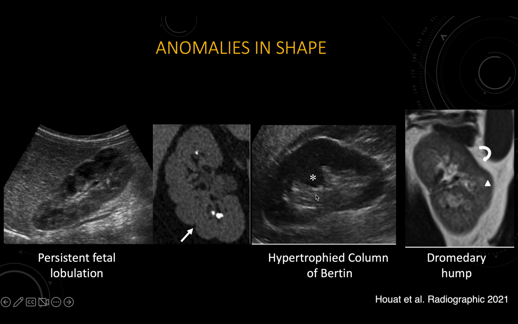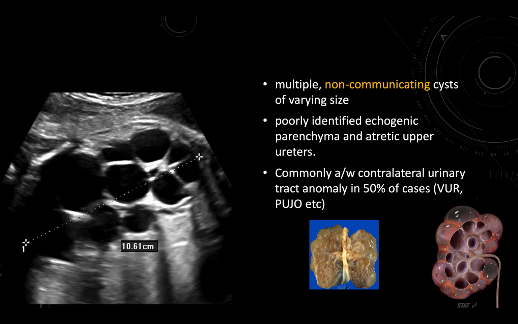And a hypertrophic column of Bertin as well as a dromedary hump can be mistaken for, or mimic, a renal mass, but if you look very carefully, you can see that the indentation of this column occurs in a specific location, as what we see here, and it can be differentiated from a renal mass.